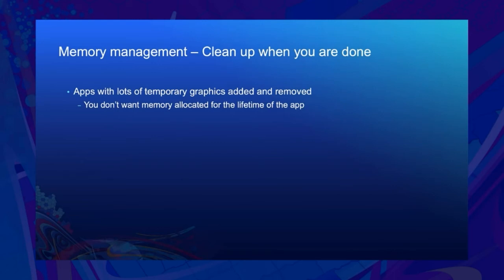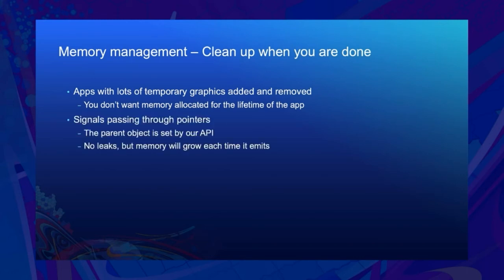So that's great. Using this works, but in a lot of cases, you'll want to actually remove graphics and things like that as you go. So apps with lots of temporary graphics are added and removed. You don't want that memory allocated for the lifetime of the application. Another case would be when we have signals that are passing through pointers as results. The parent object, like I mentioned previously, is set by our API, so there's no leaks technically, but memory will grow each time.